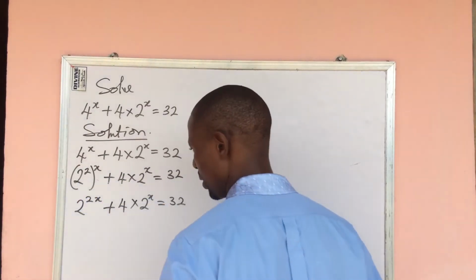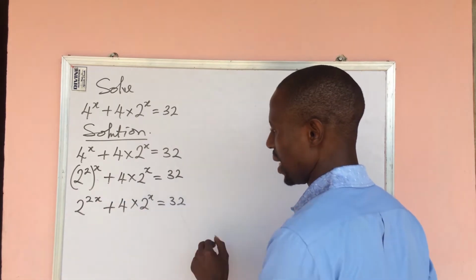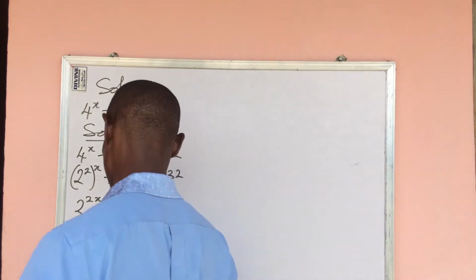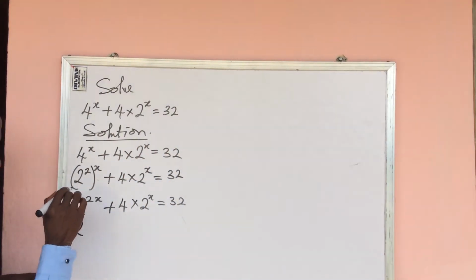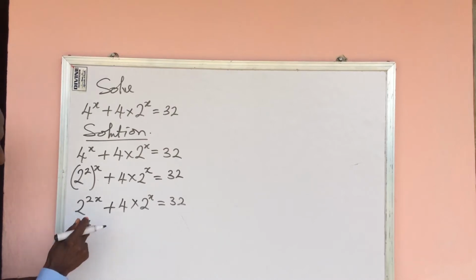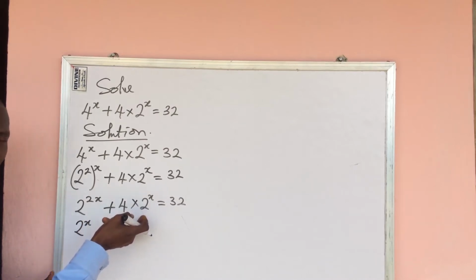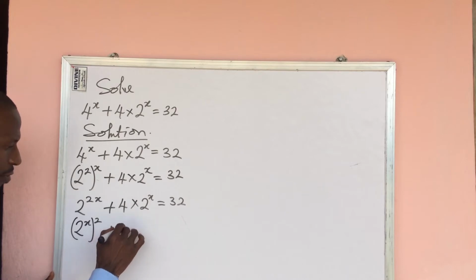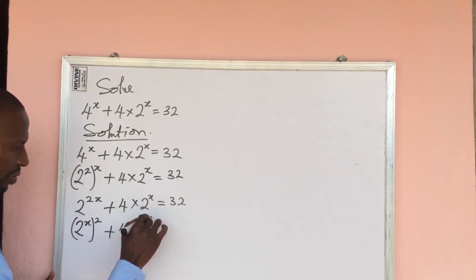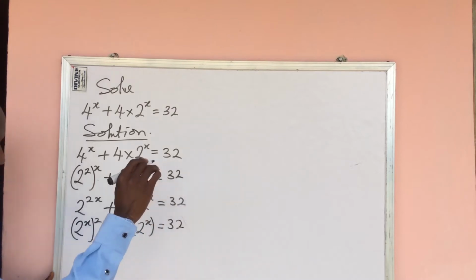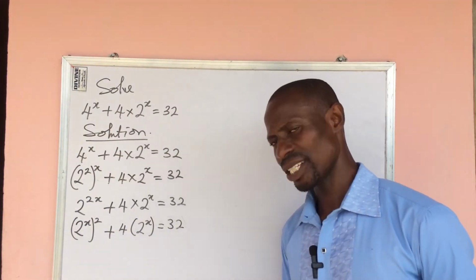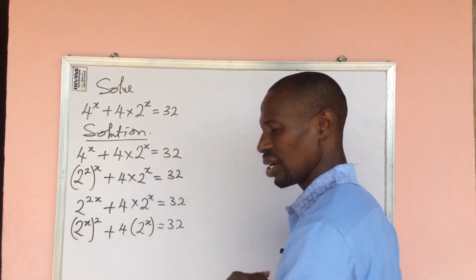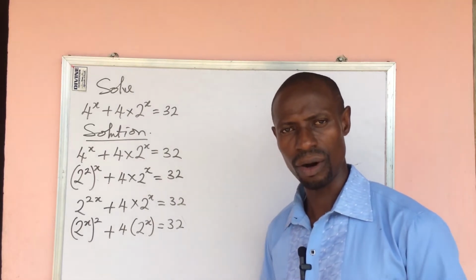Now that we have this, we can split this. Then we equate 2 to the power of x to a particular number. But before that, let's take this as 2 to the power of x, being that we are having 2 to the power of x on this other side. So, all in bracket to the power of 2 plus 4 bracket 2 to the power of x all equal to 32. What if I decide to introduce another alphabet here by saying, let 2 to the power of x equal p or y or q.